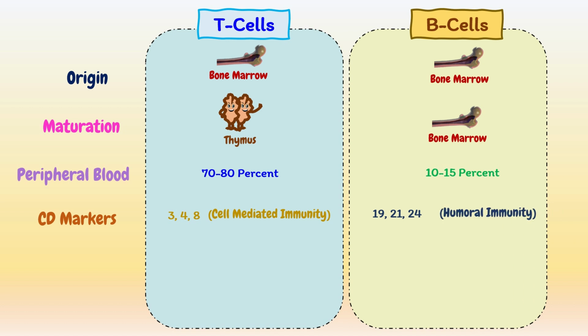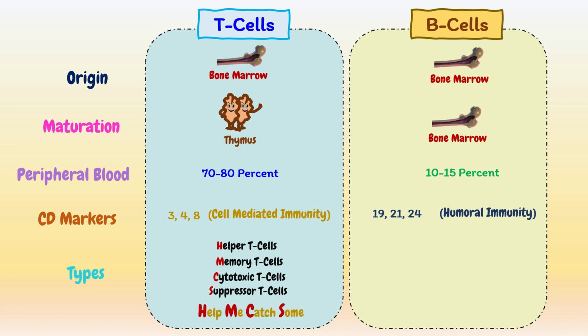Humoral immunity is carried out by B cells or B lymphocytes. The response of B cells is that antibodies are produced in the blood in response to the entry of pathogen. T cells are of 4 types, which are helper T cell, memory T cell, cytotoxic T cell, and suppressor T cell. You can remember these by a mnemonic. There are 2 types of B cells, and that are plasma cells and memory cells. You can remember it by a mnemonic.